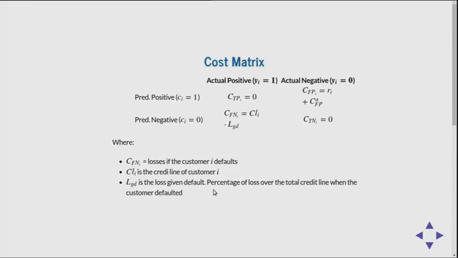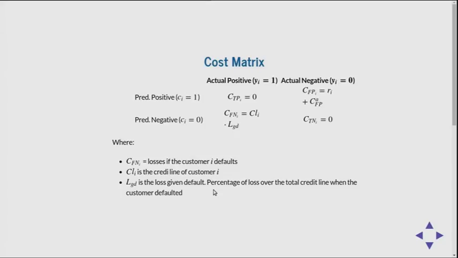In very general terms, we assume that there is no cost when you correctly classify someone, so this diagonal is zero. But when you have a false positive, meaning you decline a customer that would then have become a good customer, you first are losing the profit that that customer will generate. Then you have another cost that is related to the fact that you are not going to keep that money idle, but you could use that money to give to someone else.